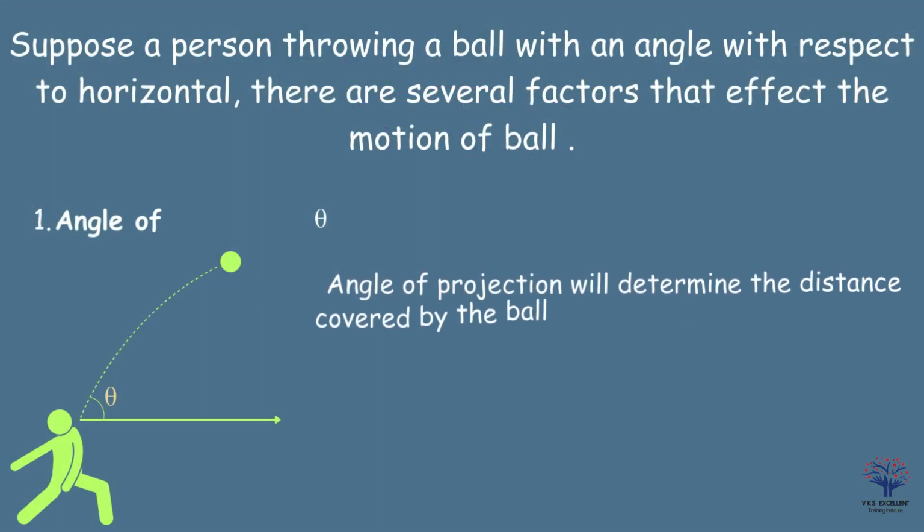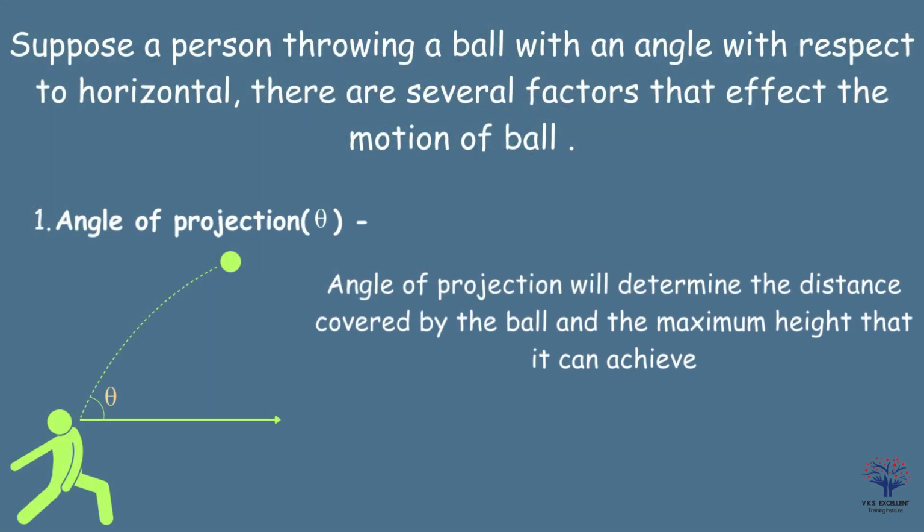Suppose a person is throwing a ball at an angle with respect to the horizontal. There are several factors that affect the motion of the ball. Number 1, angle of projection. The angle of projection will determine the distance covered by the ball and the maximum height that it can achieve.